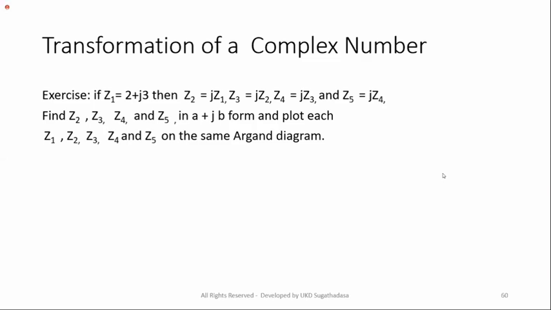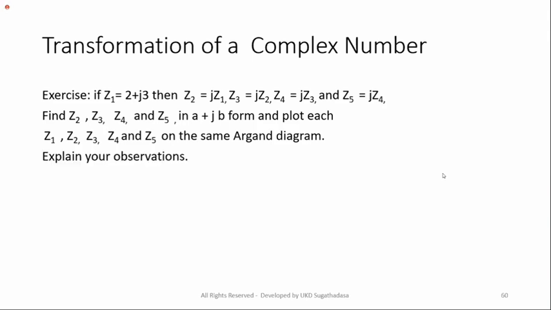You can see the complete question now. Earlier you didn't see the complete question. Z1 is given, Z2 is jZ1, Z3 is jZ2, Z4 is jZ3, Z5 is jZ4, and find all the complex numbers in a plus jb form, then plot each on the same Argand diagram.